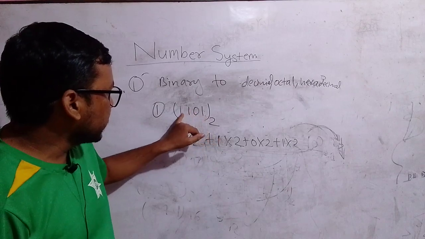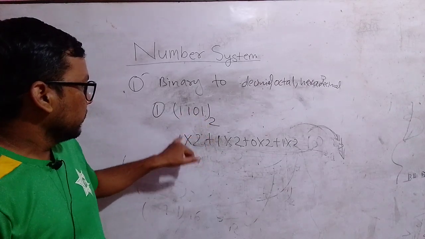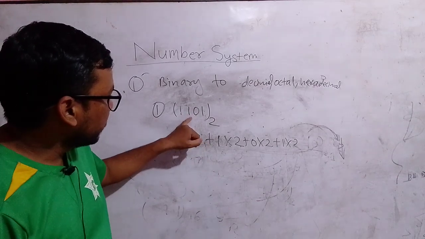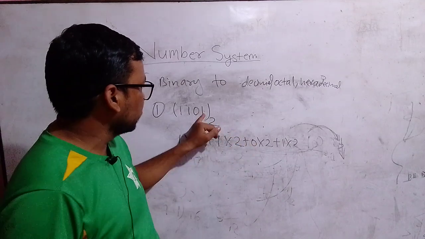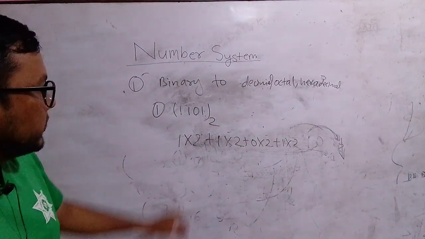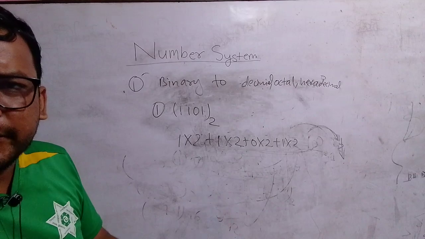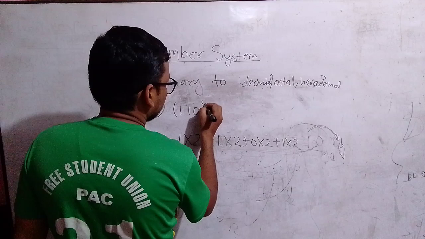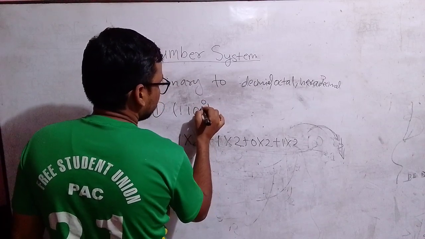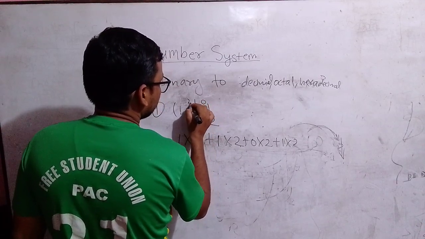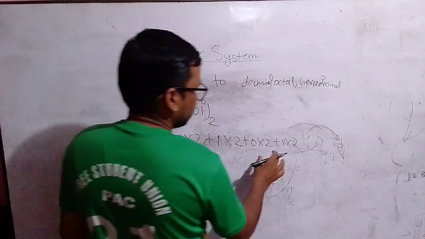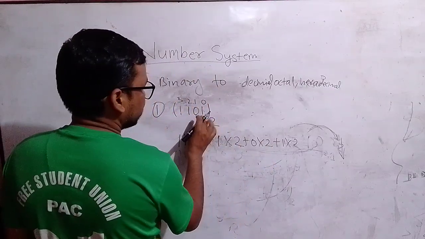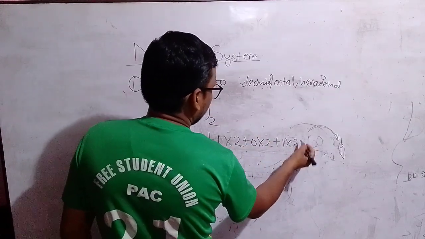For each symbol we write into 2 plus. For this symbol, 1 into 2 plus 1 into 2 plus 0 into 2 plus 1 into 2 plus. Now we need to see its position, because this is the positional number system. Position determines its weight, so we need to see its position. That means 0, its position is 0. Its position is 1. Its position is 2. Its position is 3. In the same way, we need to write the power of 2 at the position of these symbols.